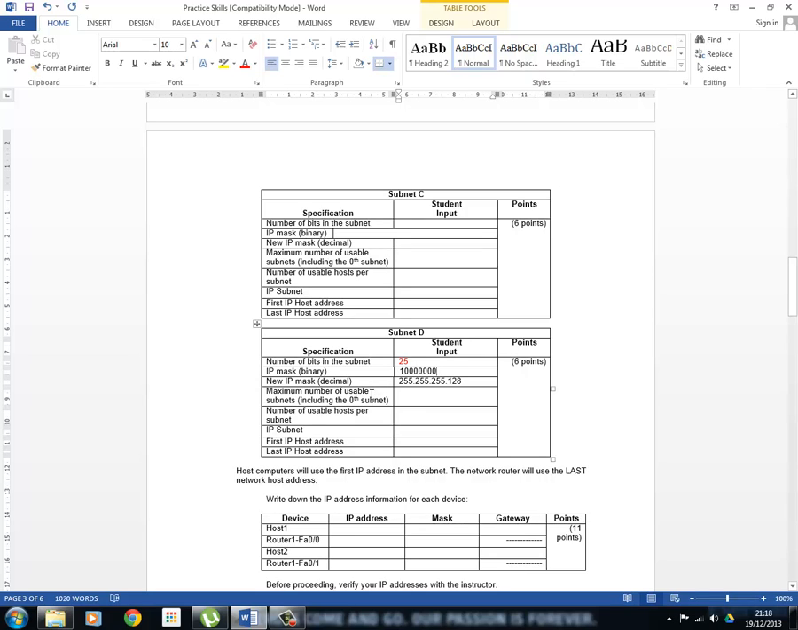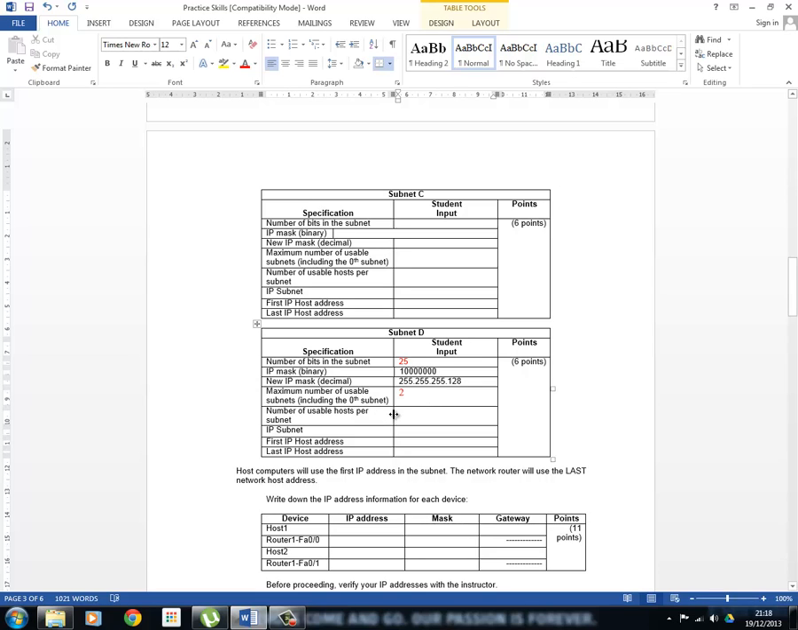Okay. Good. Maximum number of usable subnets, including the 0. So if it's going up in 128s, this is where you've got to think about just the 128. Don't think about VLSM. Just think about the 128. How many 128s could we get in that C class if we were to break it down? Well, we can get 0 and we can get 128. But we can't get 256 because that's encroaching into the 3rd octet. So the answer for this will be 2.